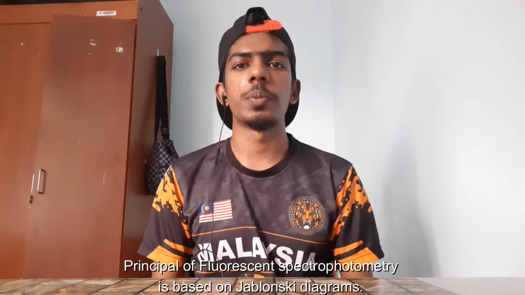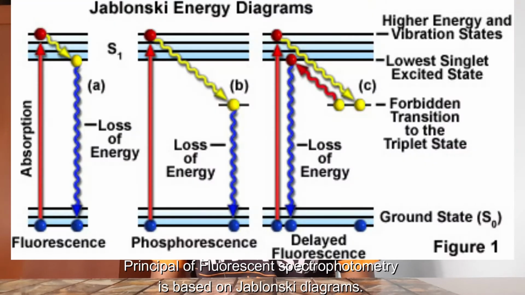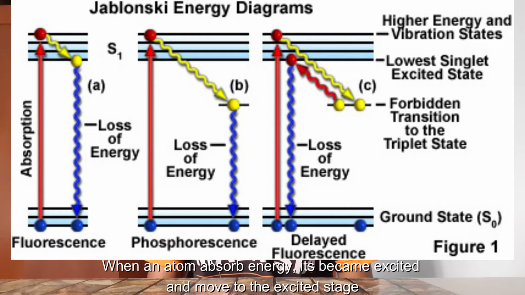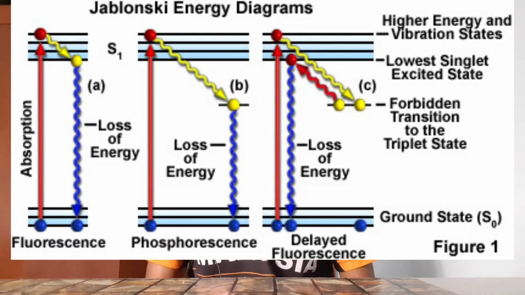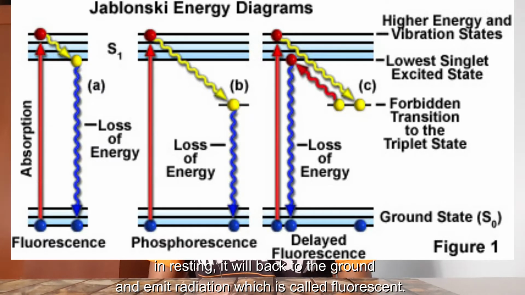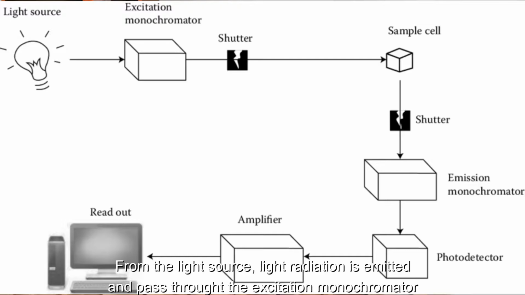The principle of fluorescent spectrometry is based on a Jablonski diagram. When an atom absorbs energy, it becomes excited and moves to the excited state, and in resting, it goes back to the ground state and emits radiation, which is called fluorescence. So, this is how the fluorescent spectrophotometer works.